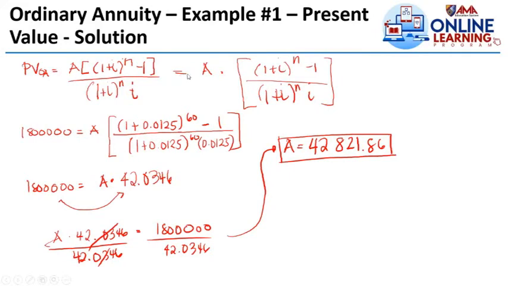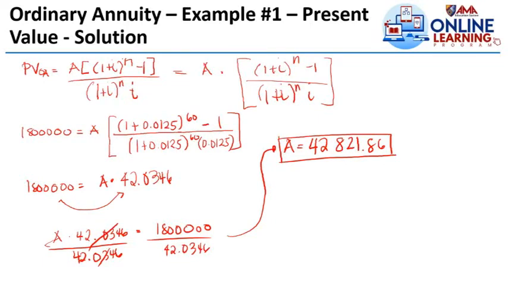Okay? So, actually, pwede nating i-separate yung A kasi nga nakamultiply lang siya sa numerator. So, it could be like this. So, A times the quantity of 1 plus I raised to N minus 1 all over 1 plus I raised to N times I. So, all we need to do is substitute the value. So, 1.8 million yung PVOA. Then, yung I natin is 0.0125. Then, ang N natin is 60.